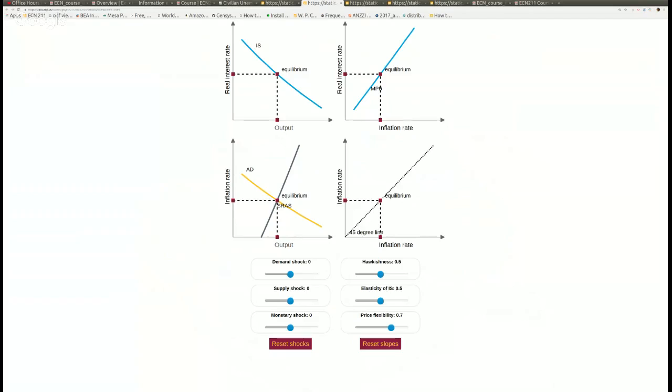And this economy has 3 essential curves. It has an aggregate supply curve. It has 4 curves, but one is derived from 2 others. So it has the aggregate supply curve, it has a monetary policy rule, and it has an IS curve. And these 2 blue curves add up to this yellow curve, which is known as the aggregate demand curve.